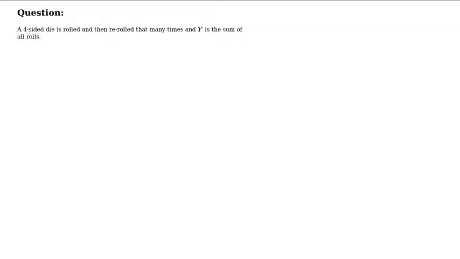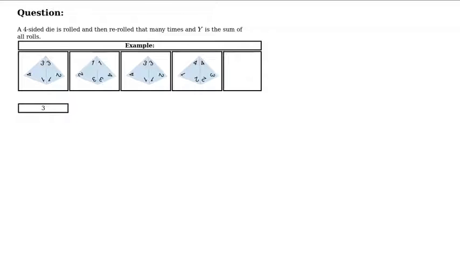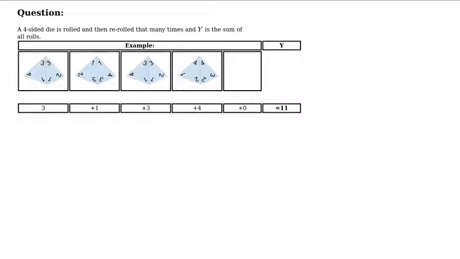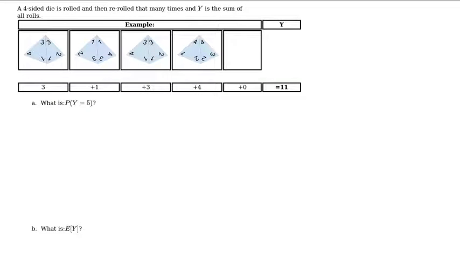Consider the following question. A four-sided die is rolled and then re-rolled that many times it came up on the first roll. And Y then is the sum of all these rolls, including the first one. Then we are asked what are A, the probability that Y is equal to 5, and B, the expected value of Y.